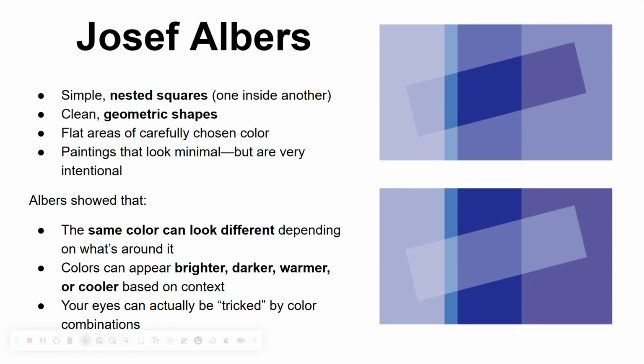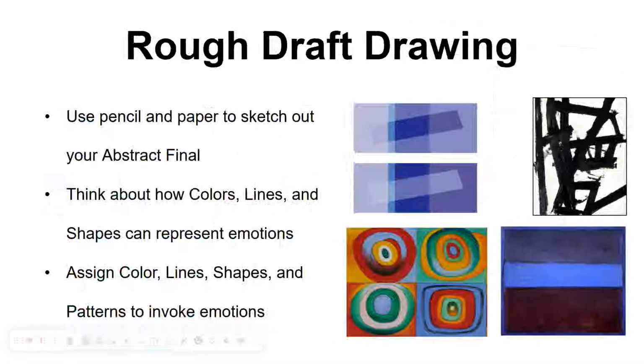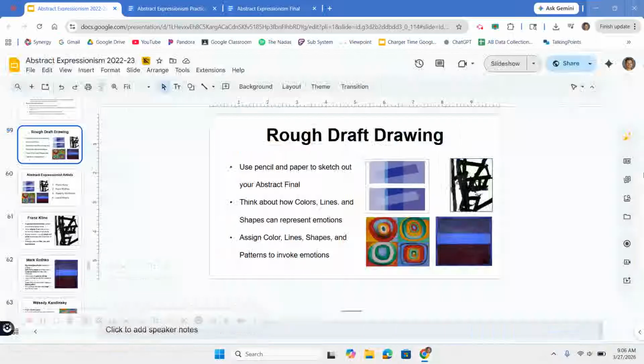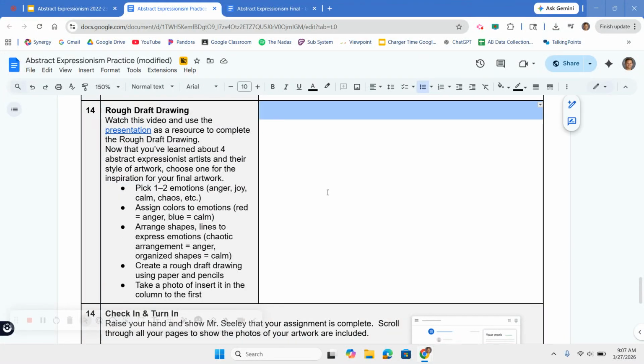So you're going to be choosing one of these different artists and trying to think about how your own individual artwork can invoke a certain emotion. Just use paper and pencil to complete this. And then once you're done, you're going to be photographing it and putting it in this section right here. Work hard, have fun, and be creative.